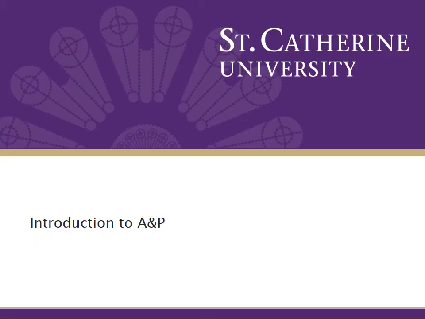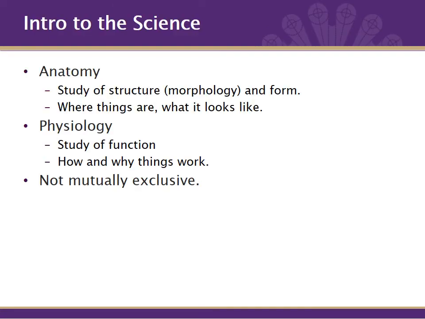Introduction to Anatomy and Physiology. Anatomy is the study of structure, or morphology, and form. We focus on where an object is located and what it is called. For example, in anatomy we study the structures of the heart, the layers of skin, where the digestive organs are located, etc. Physiology is the study of function. How does it work? Why does it work? An example of physiology would be how muscles contract or how nerve impulses are sent and received.